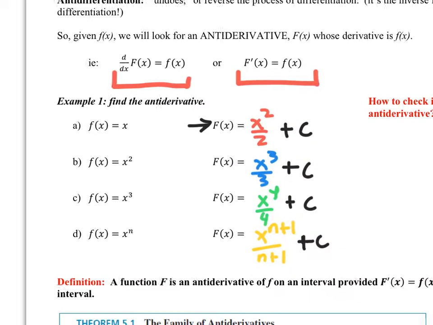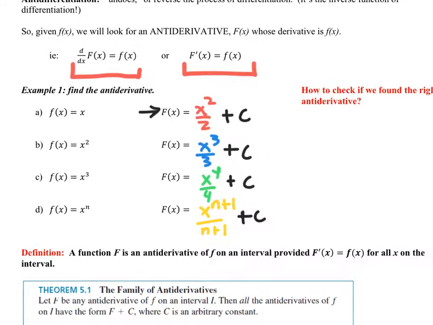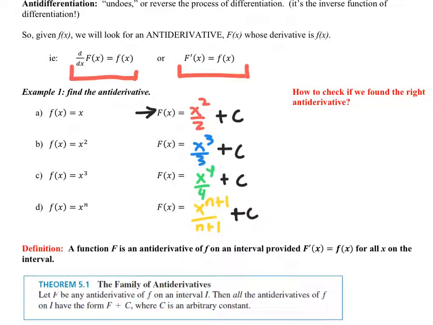Now, how could I check to see if I found the right antiderivative? Well, I could take the derivative. All right, so the derivative of this one, f prime of x, would be 2 times x to the first power over 2, which would then equal x. So I've confirmed using differentiation that I picked the correct antiderivative.